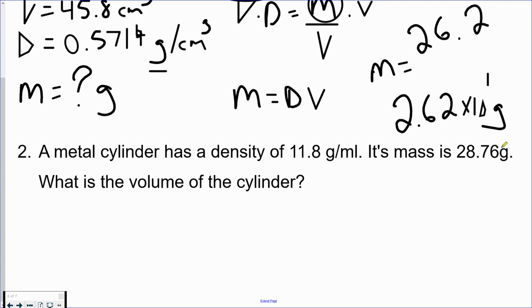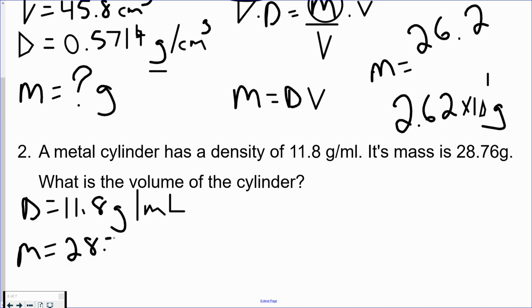Sorry for the interruption. We're going to talk about the volume of a metal cylinder. So we have the density. That's equal to 11.8 grams per milliliter. And we have the mass, which is equal to 28.76 grams. Okay, we're looking for the volume.